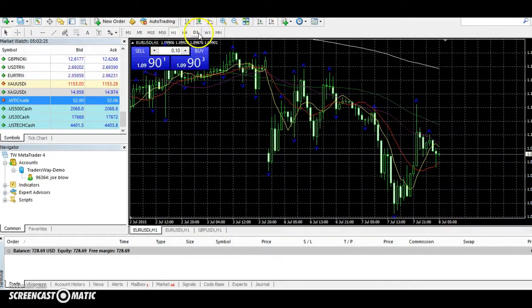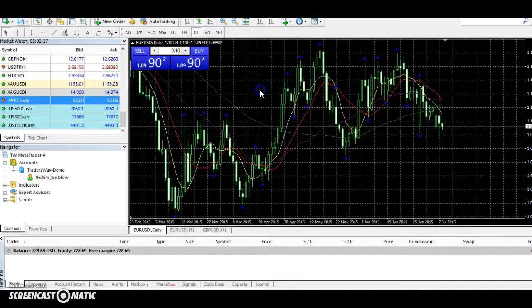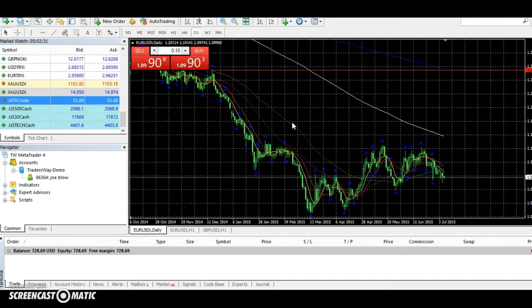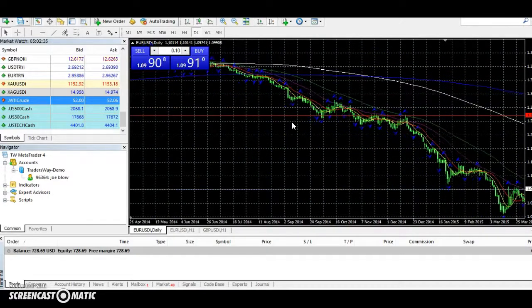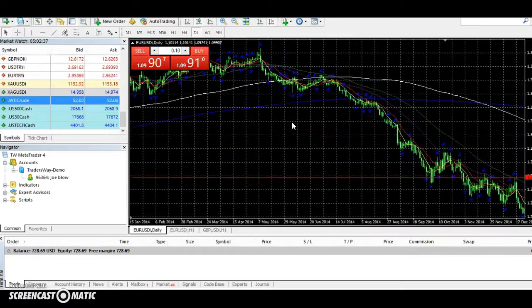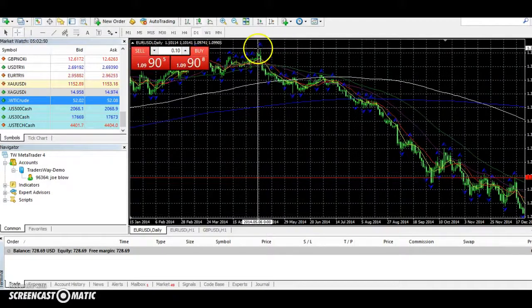So let's go ahead and go to the day chart, and let's go all the way back. Now, I want you to see something. We're on the day chart. Remember, each candle is a day on the day chart. If you were to go to the 1 hour chart, each candle is 1 hour. All right, so this is back all the way in May of last year.